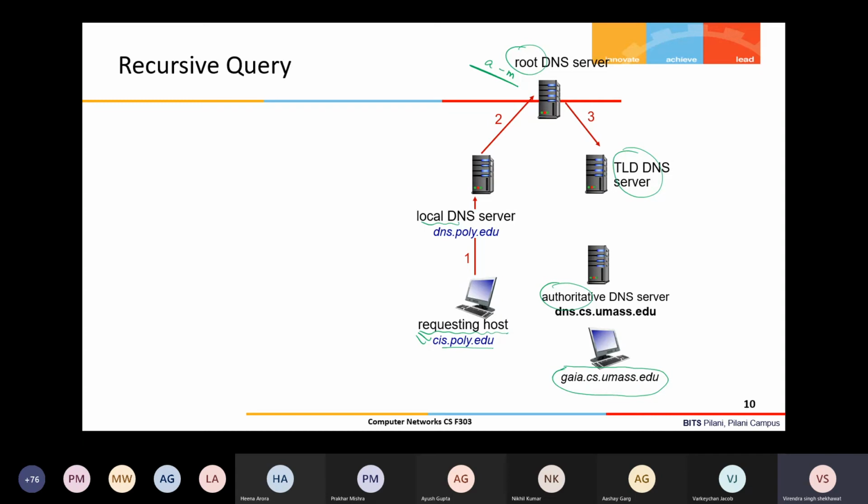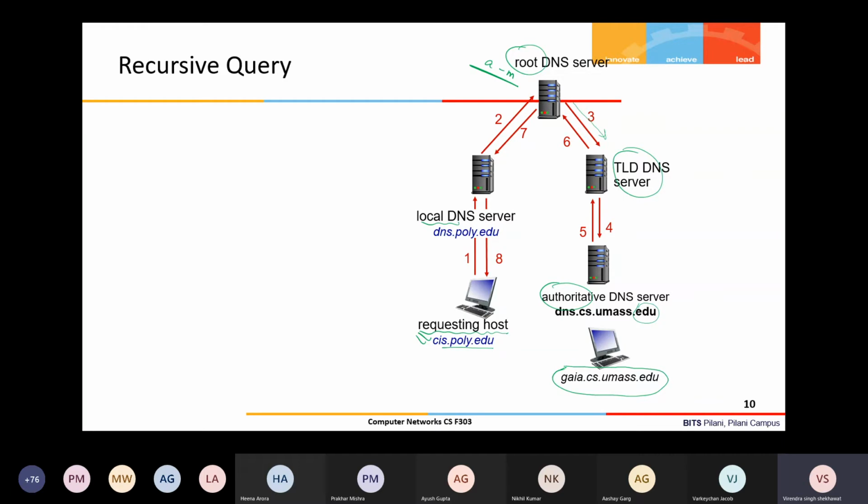Now this request corresponds to edu. So the root server says, okay, I don't know, so I am forwarding this request to the TLD DNS server which belongs to edu, which is responsible for maintaining the information of edu, right? So it is going to the top level domain server. And then the TLD has the information about who is the authoritative server for the domain, so it sends to dns.cs.umass.edu, and from this server we have the response. It will send the response to the TLD, TLD will send to the root DNS server, the root DNS server will send to the local DNS server, and then local will send to the client host.